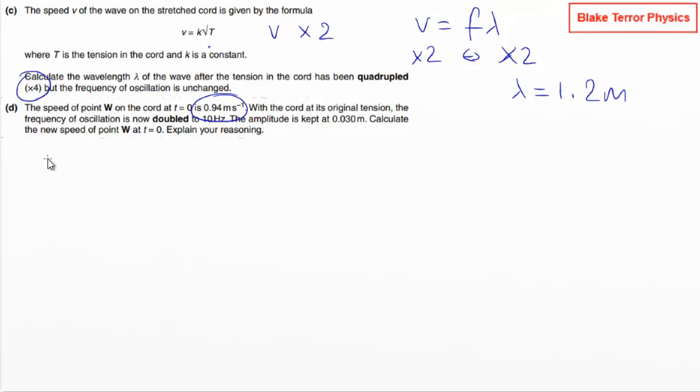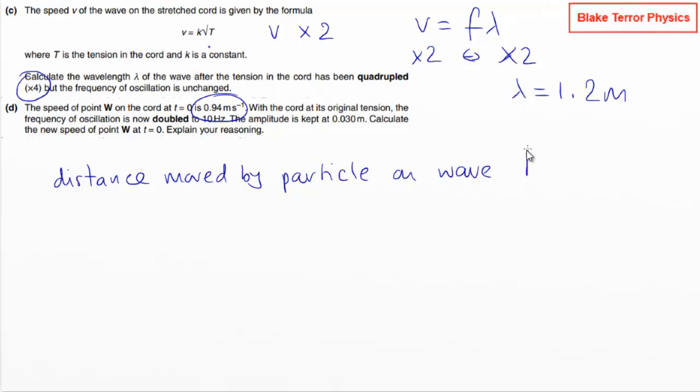Calculate the new speed of the point. Right, okay, so we're not changing the amplitude. So the distance moved by the particle on the wave in one oscillation is unchanged. But the time of oscillation has halved.